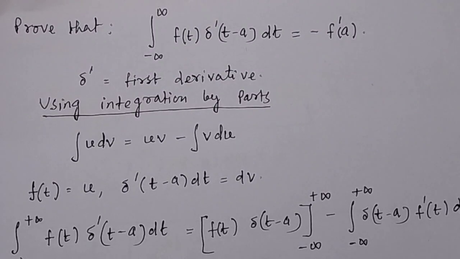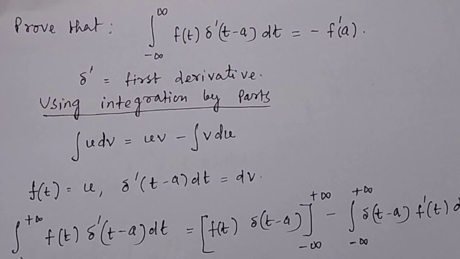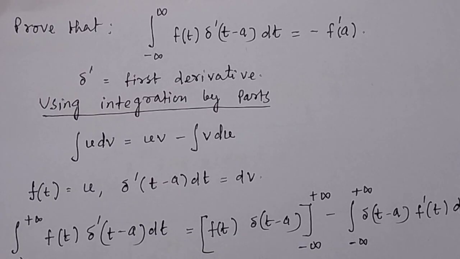In this video, we will work out a problem on the Dirac delta function, that is, prove that the integration of f(t) delta dash (t minus a) dt is equal to minus f dash a. You have to prove it. Here delta dash means the first derivative of the Dirac delta function. Delta double dash is your second derivative of the Dirac delta function, like this.